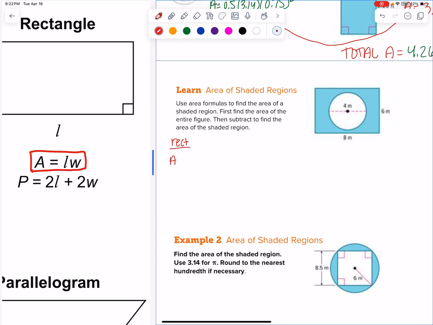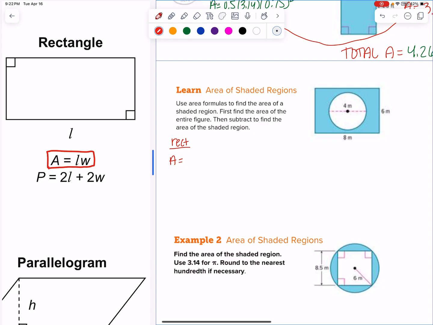Area of a rectangle is length times width. I'm going to set this up, and we're just doing 6 times 8, which we know is a quick one, 48 meters squared. Let's go ahead and do the circle now. I'm going to label that real quick.